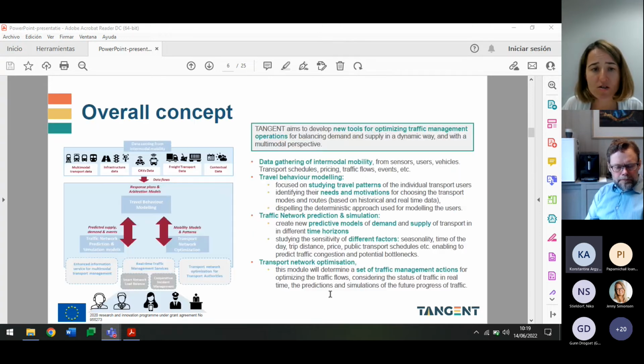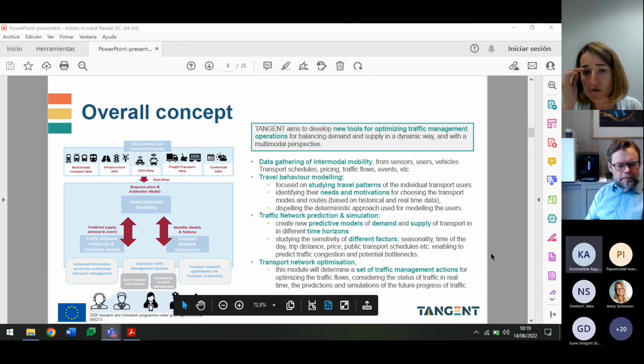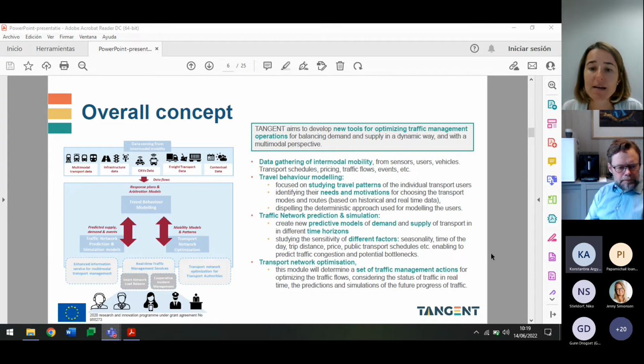So now going through the overall concept, the Tangent project aims to develop new tools for optimizing traffic management operations in order to balance demand and supply of transport in a dynamic way and also from a multimodal perspective. Basically, the system gathers data from very different sources. All the data are related to transport and traffic. This is the case, for example, of multimodal transport data, also data gathered from sensors from the infrastructure, such as loops, cameras, traffic signals, also data from connected vehicles and floating data, and other contextual data that is relevant for traffic management.